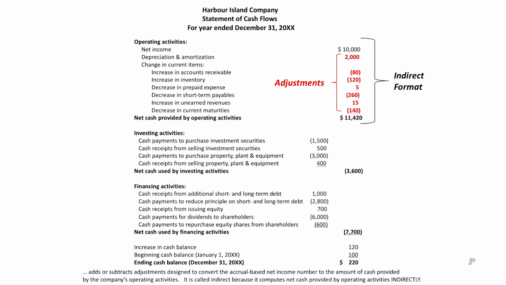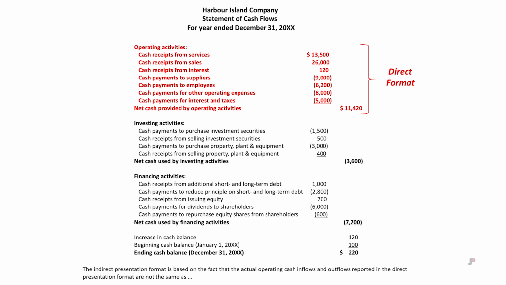Then it adds or subtracts the adjustments designed to convert the accrual-based net income number to the amount of cash provided by the company's operating activities. It is called indirect because it computes net cash provided by operating activities indirectly.